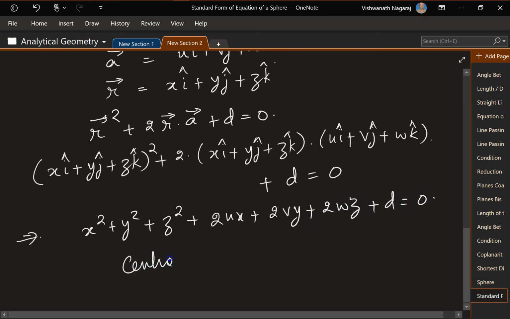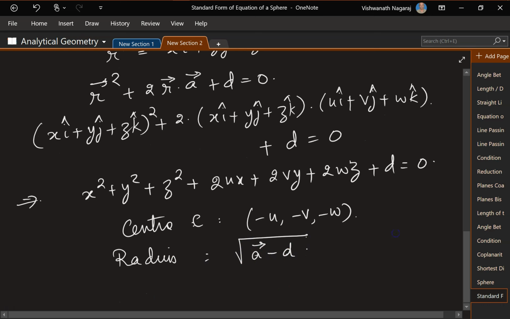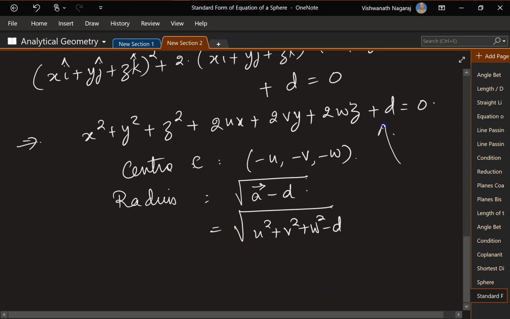The center would be what? Center C would be minus u, minus v, minus w. And the radius would be what? The radius would be square root of a square minus d, which is nothing but square root of u square plus v square plus w square minus d. So this is the standard form of the equation in Cartesian form.